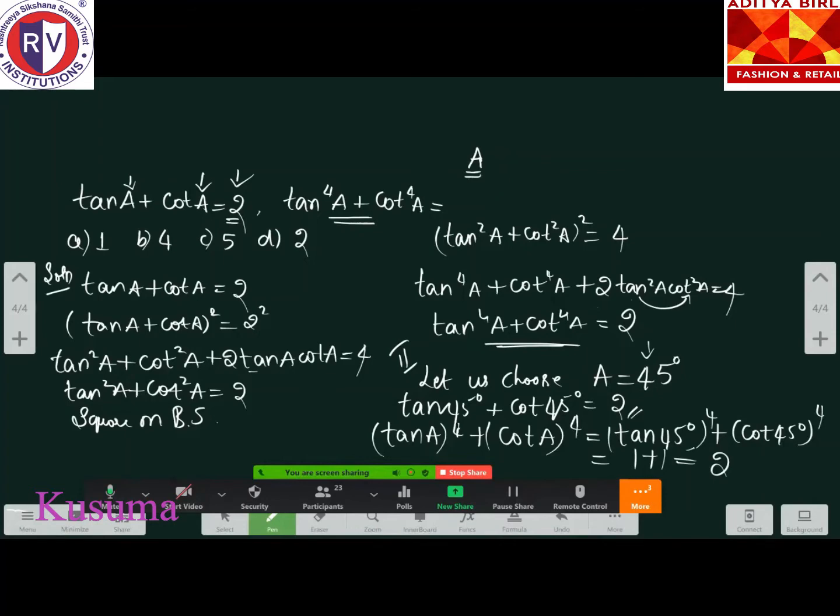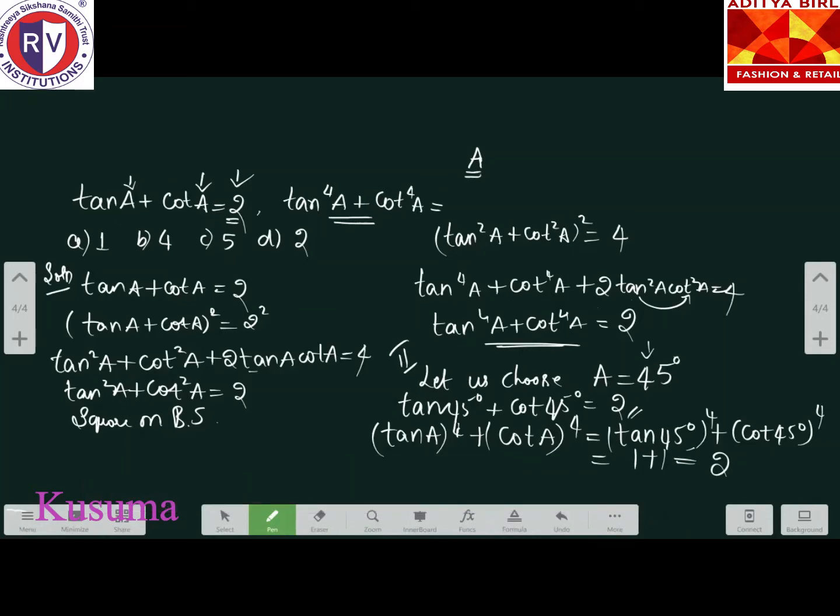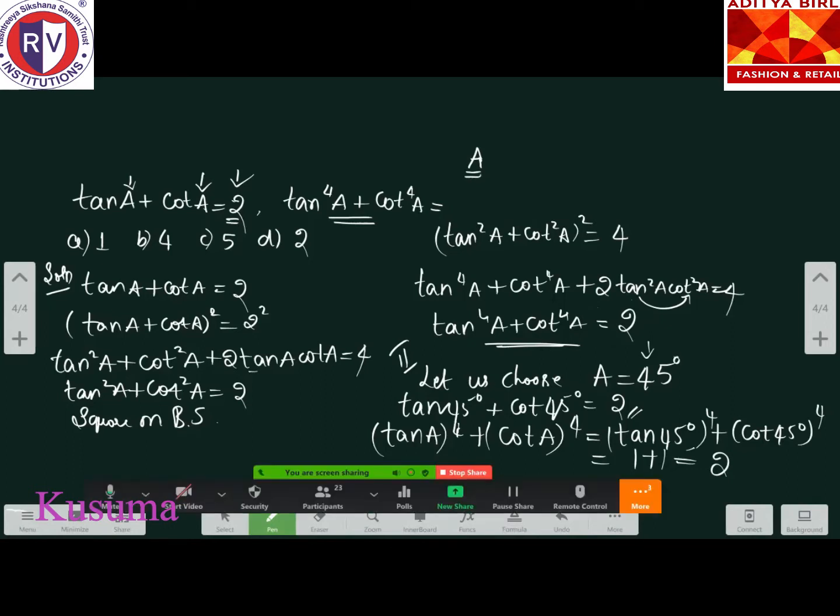So not only for this, it can be used for similar problems, whether it may be sine, cos, whatever may be the equation here. We can choose the angle in such a way that it will satisfy the given value. It will give the value that is in the RHS, and the same angle can be replaced here. Okay. So the answer is option D, 2. This is an easy method, but you should be very careful while choosing the angle.